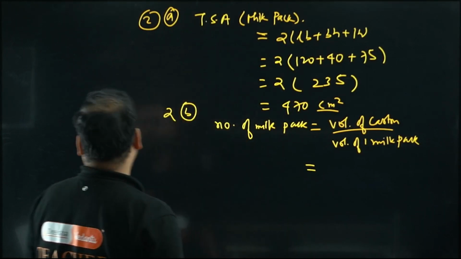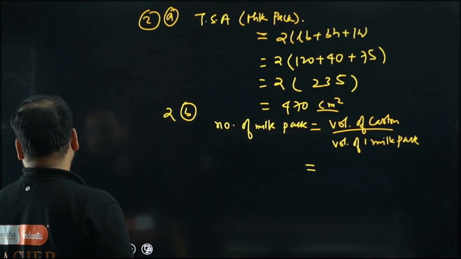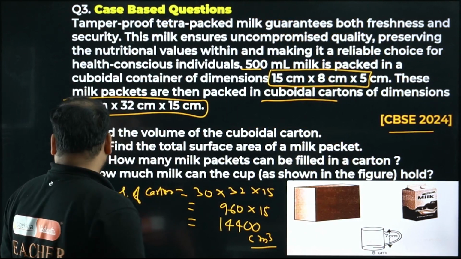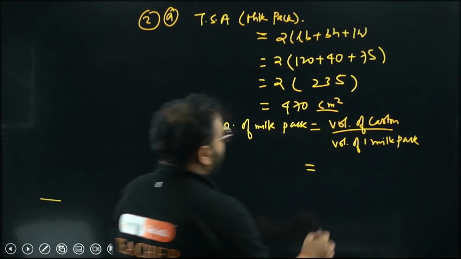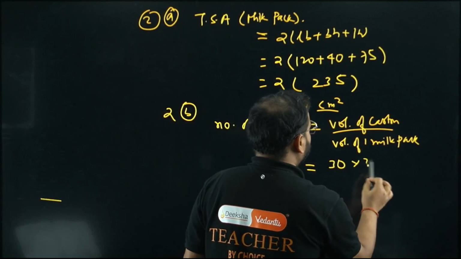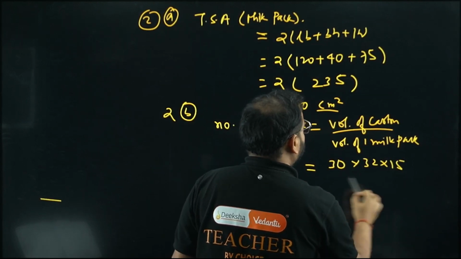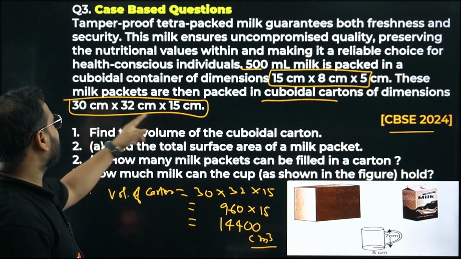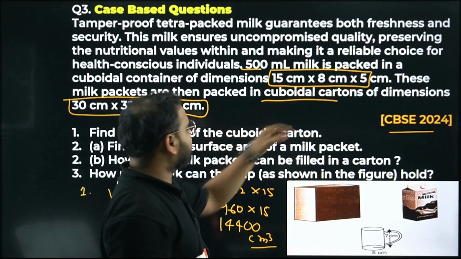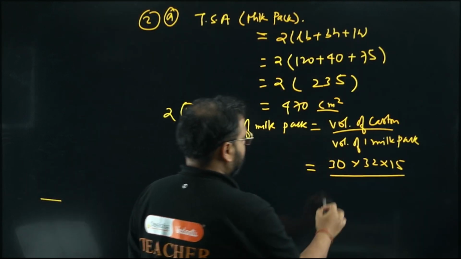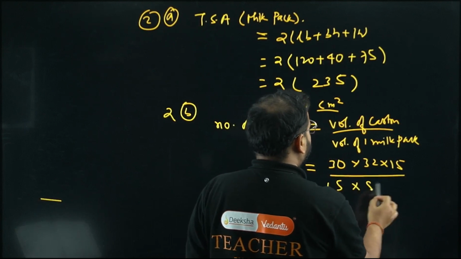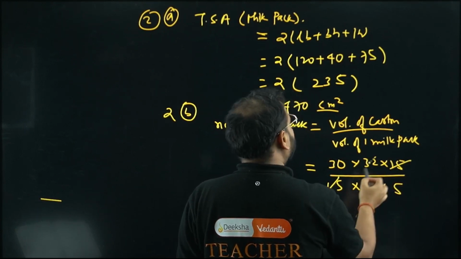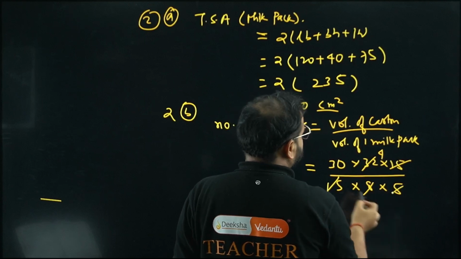So we have the volume of the carton like this. Have a look. 30, 32, 15. We'll write that together, okay? We don't multiply. 30, 32 and 15. This is for the carton. For this one, 15, 8 and 5. 15, 15 gone. 8 4s are 32 and 5 6s are 30.